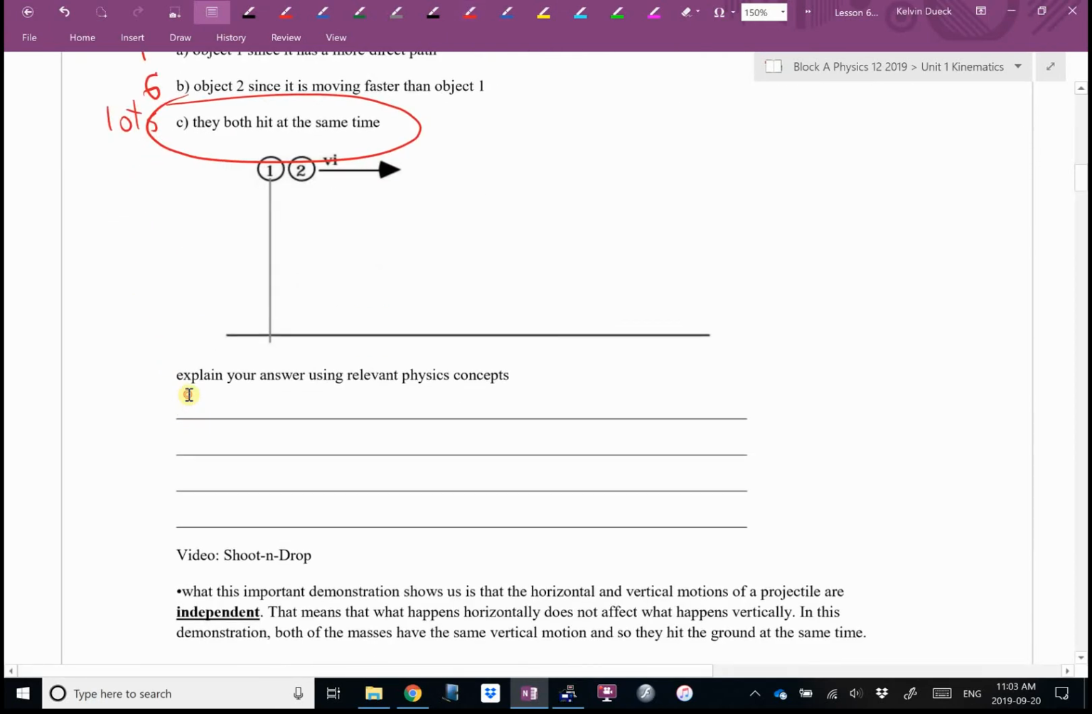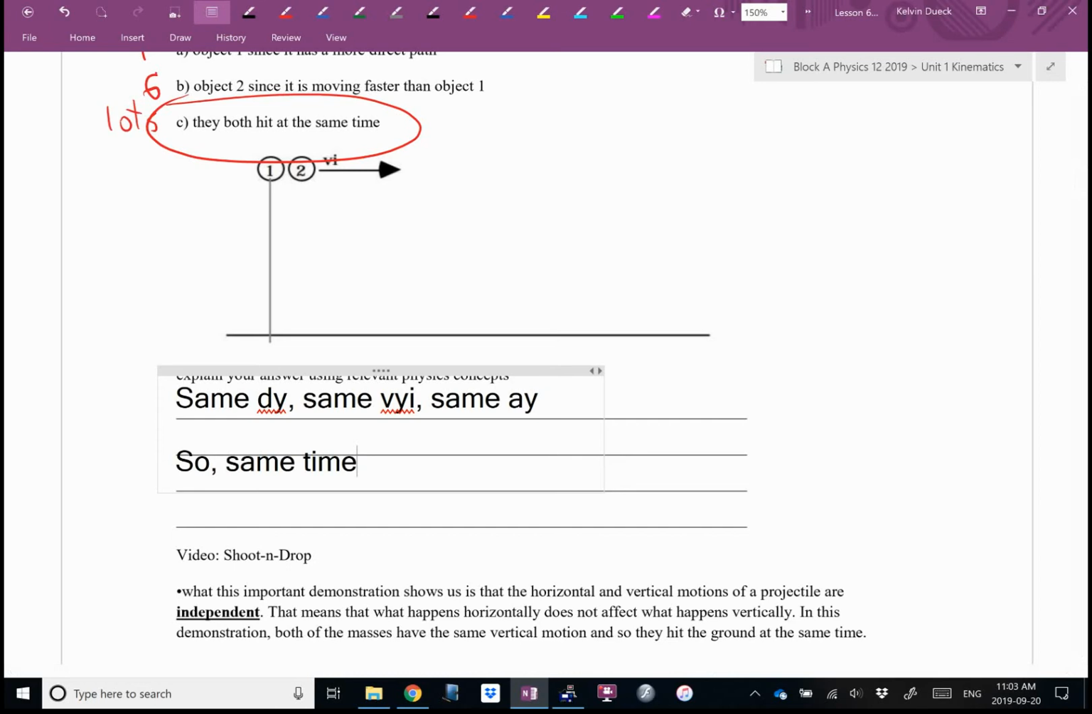So if you want me to answer this, they have the same dy, vertical displacement, same vy initial, same ay, so same time. You could solve that using d equals vit plus a half at squared. You could write a longer explanation, but I tend to abbreviate.